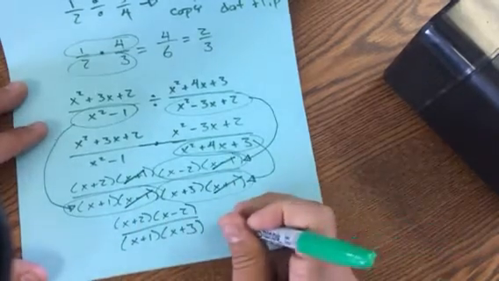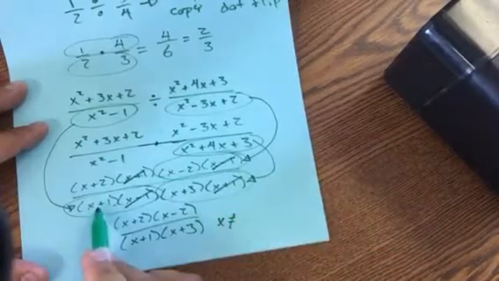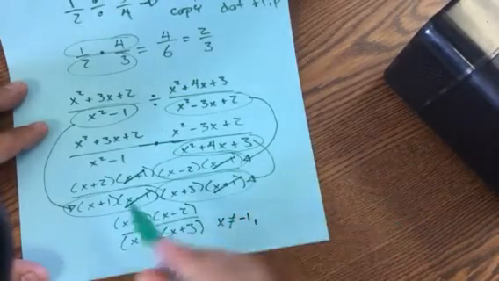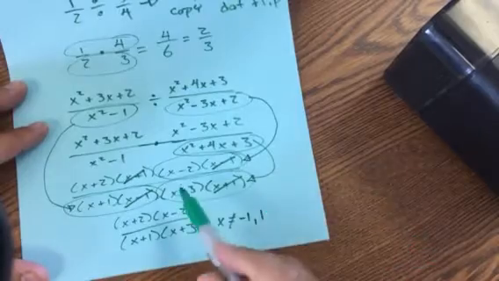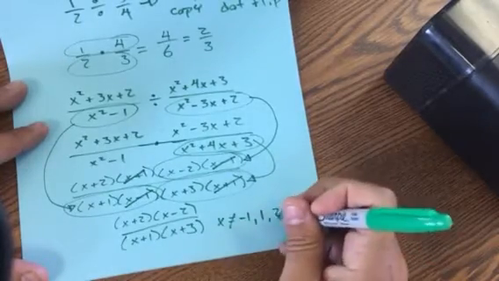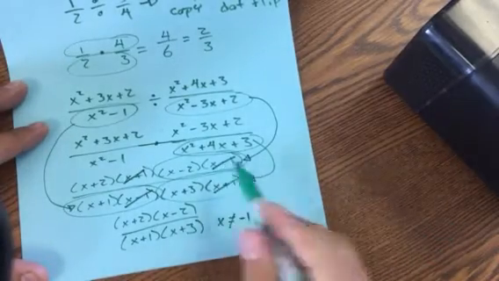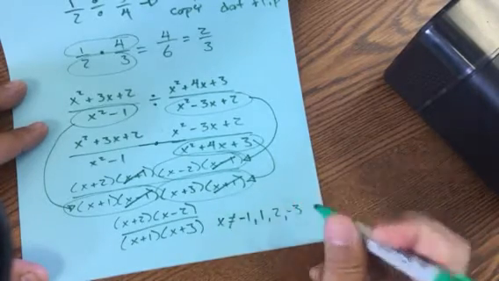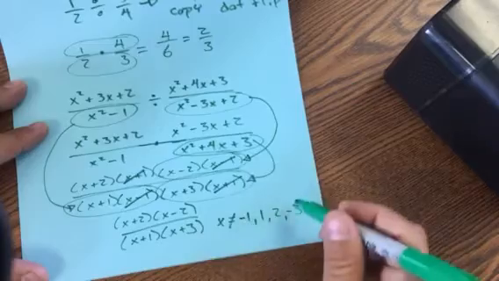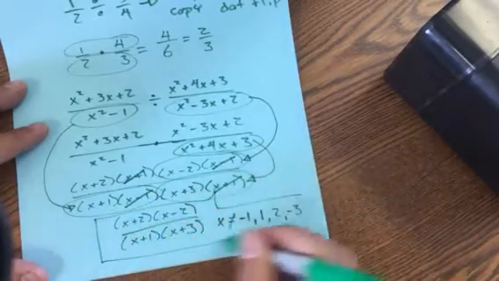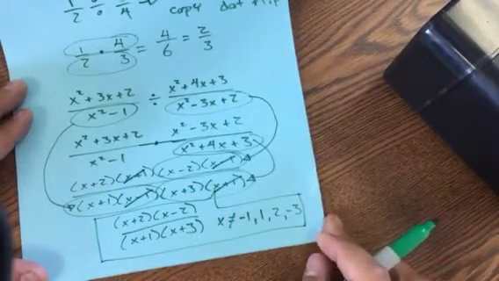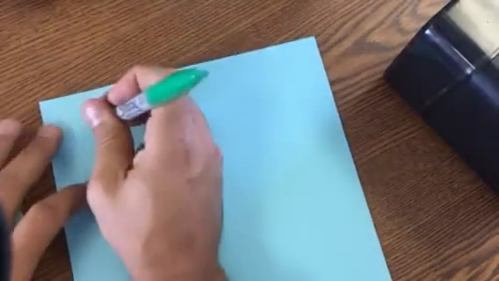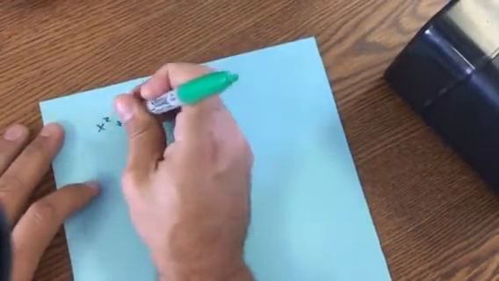So I'm gonna go x cannot equal, this one's gonna give me -1, this is gonna give me +1, this is gonna give me 2, this is gonna give me 1, but I already have that. This is gonna give me -3, this is gonna give me -1, but I already have that. So my total answer is this guy right here. So that's what we're doing when we're doing these, okay? Copy, dot, flip.